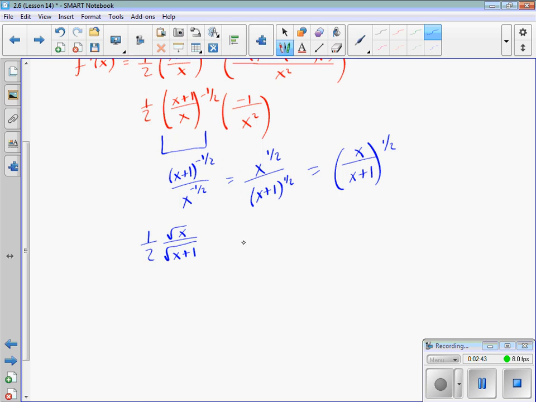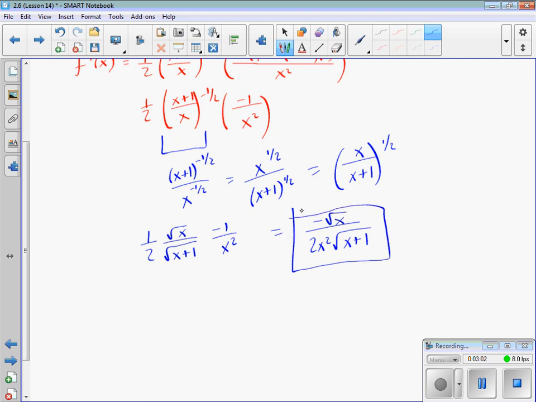And then this is negative 1 over x squared. And then you just multiply those together. So numerators, I'm just going to have a negative square root of x. And denominators, I have 2x squared square root of x plus 1. So that would be my derivative.